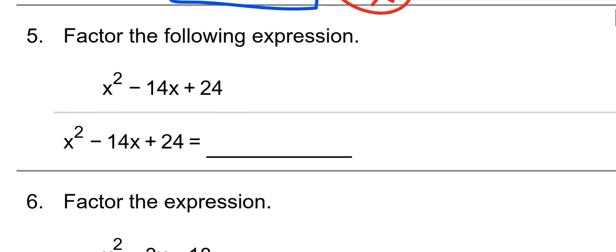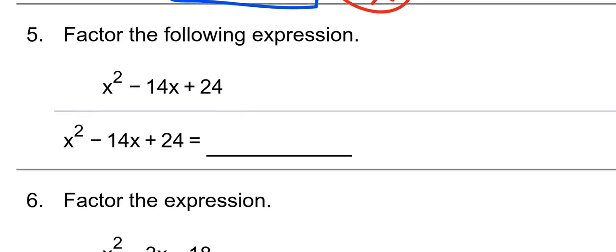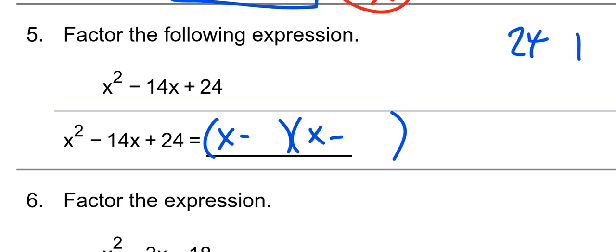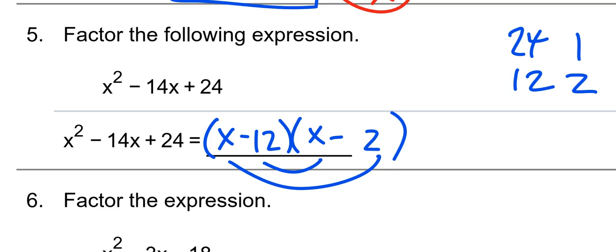Okay. Number 5 is very similar. Going to have the whole two minuses. Think of numbers that multiply together to give you 24. Well, there's 24 and 1. Well, they add up to 25. There's 12 and 2. Ding, ding, ding. That's it right there. 12 and 2. I didn't have to go very far because they add up to 14. And they're both negative. That's why you end up with that whole -14x thing going on.